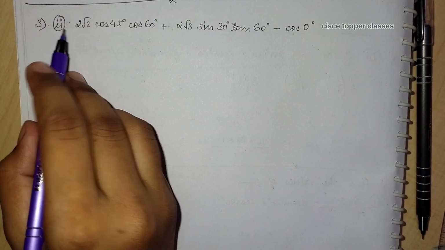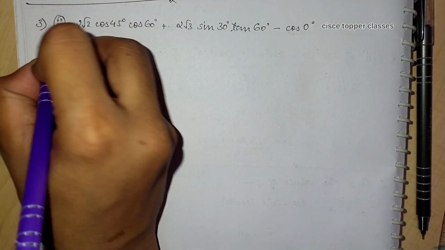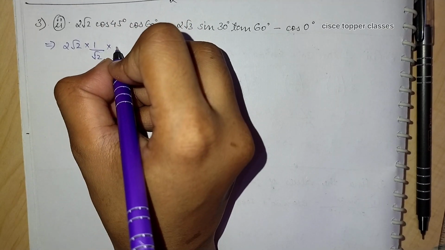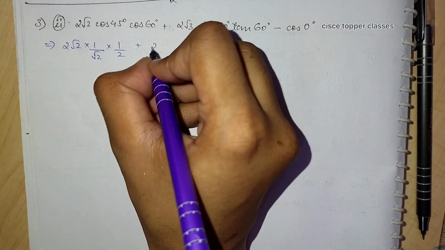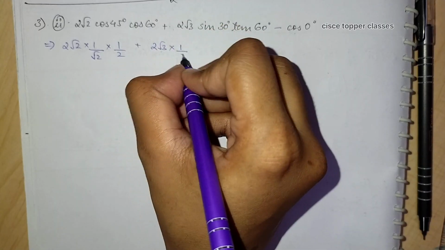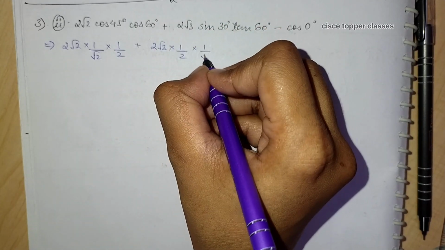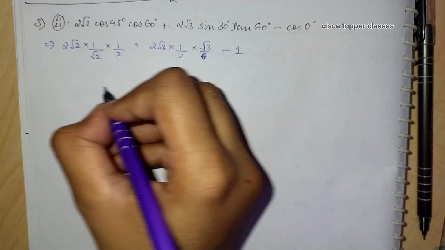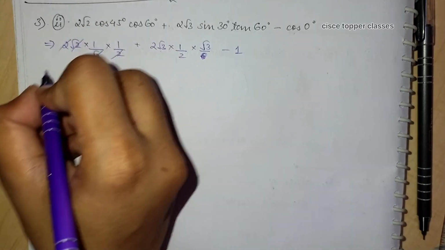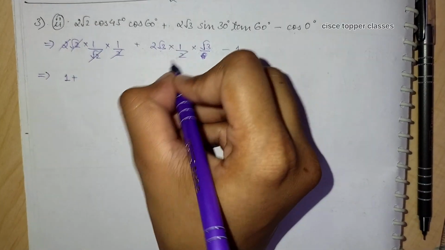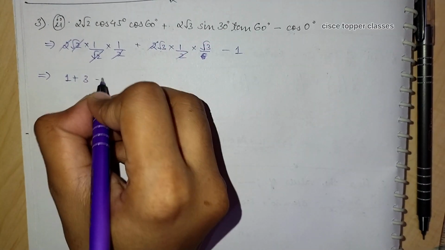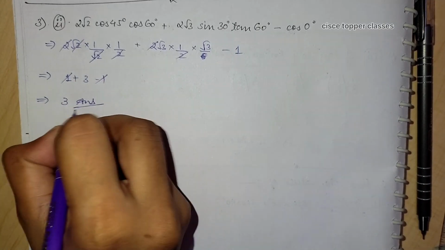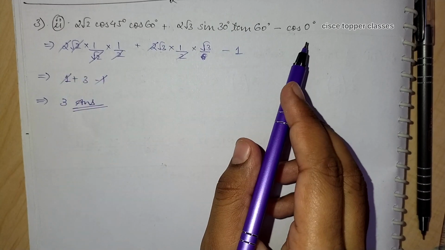Solve your question number third, second part, 2 under root 2 cos 45. So on solving this will be 2 under root 2, cos 45 is 1 by under root 2, into cos 60 will be 1 by 2, plus 2 under root 3, sin 30 is 1 by 2 and tan 60 is under root 3 here. Only under root 3 minus cos 0 will be 1. Here this will be cancelled out. This will be also cancelled out, means 1 plus here 2 will be cancelled out, and we will get 3 minus 1. Plus 1 minus 1 will be cancelled out. So 3 is the answer of the third question, second part. So this is the solution of this question.